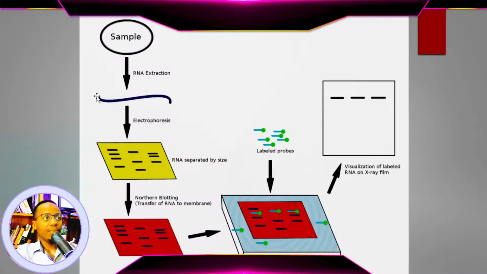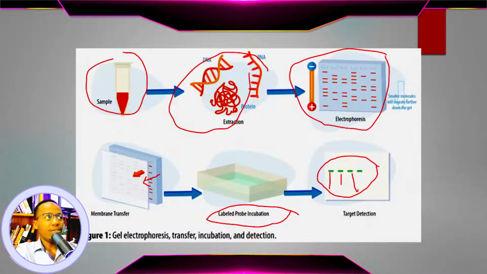Northern blotting is the same but for RNA. So you extract RNA, you run the gel, and after the gel, you transfer to a membrane, and then you add your probes for RNA. After you add your probes for RNA, you visualize it so that you can see which ones have your RNA, which ones don't. So instead of having DNA here, you have RNA here.